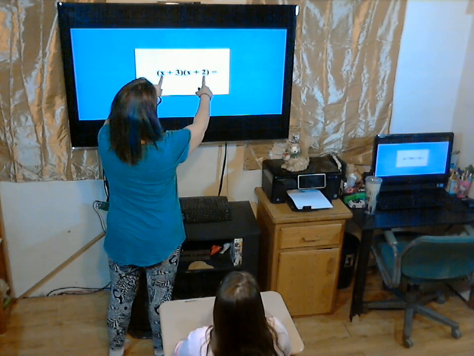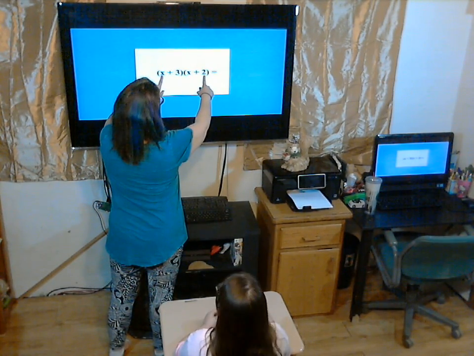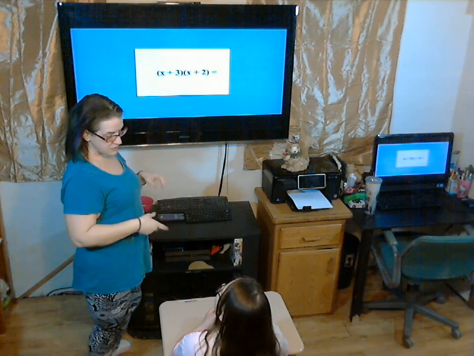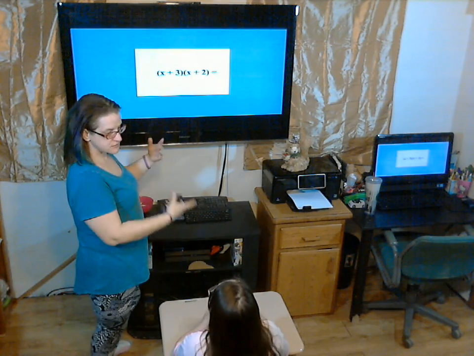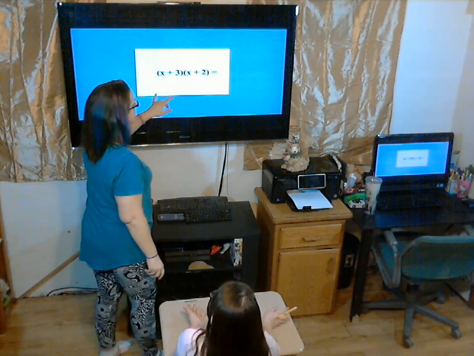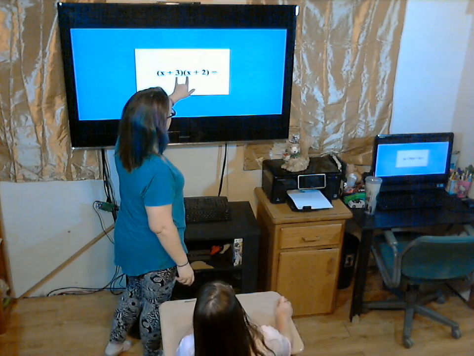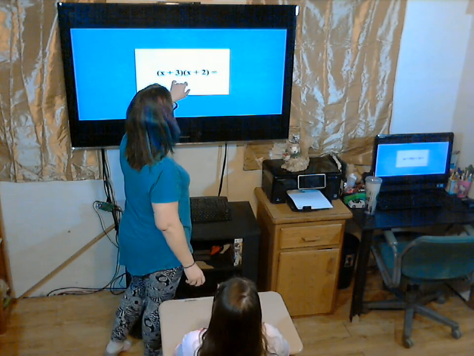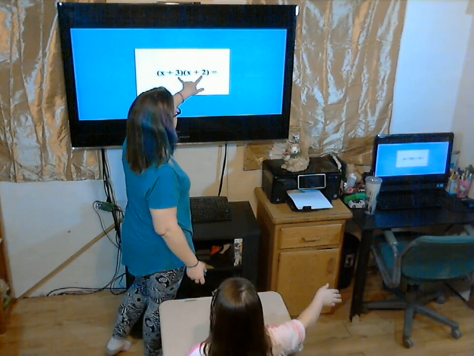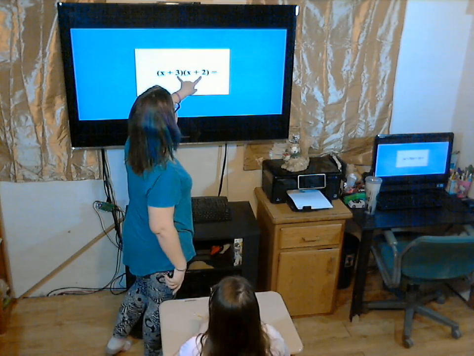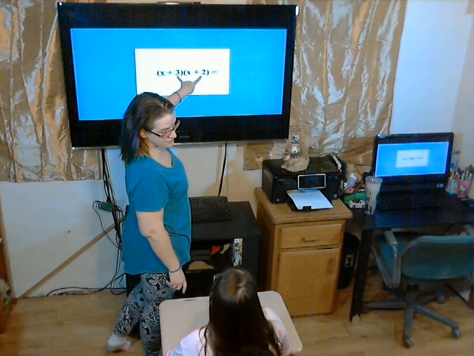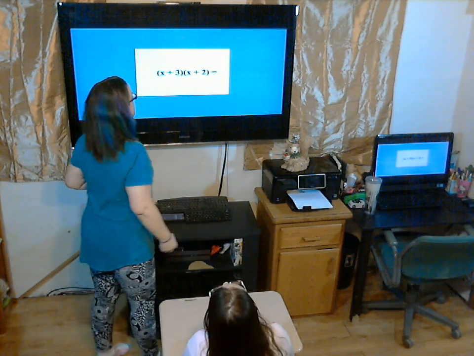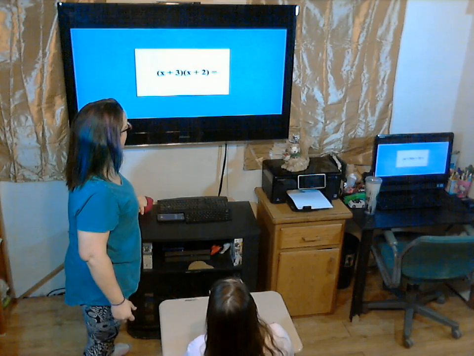X and 2. Which gives us... 2x, because we always say the number first, and then we say the placeholder or the x. Okay, so that's outside. So then we do... Inside terms, which is... 3 times x, 3x. And then the last terms. You know, the ones I wanted to do a long time ago. 3 times 2 is 6. That's right.